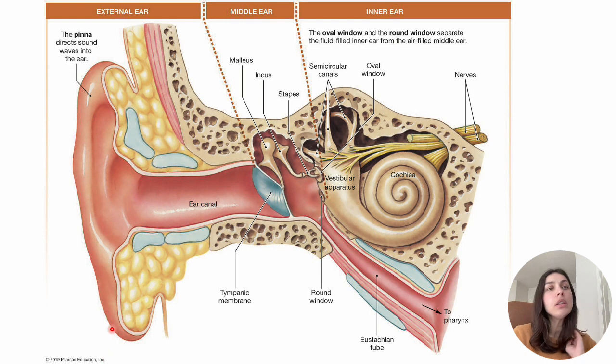The outer ear or the external ear is everything from the pinna to the tympanic membrane or your eardrum. The middle ear is where the three ossicles are, malleus, incus, and stapes, which transmit the sound to the inner ear. An inner ear includes the cochlea and vestibular apparatus and semicircular canals that are all connected to one another.